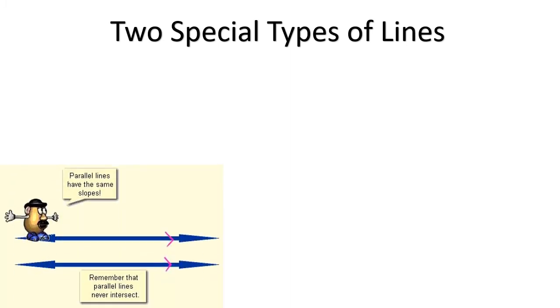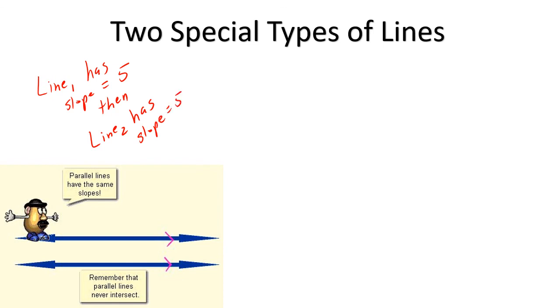Now remember, there are also two special types or families of lines. Parallel lines always have the same slope and they never intersect. So if you know line 1 has slope of 5, then its corresponding line 2 must also have slope of 5. It must have equal slopes.